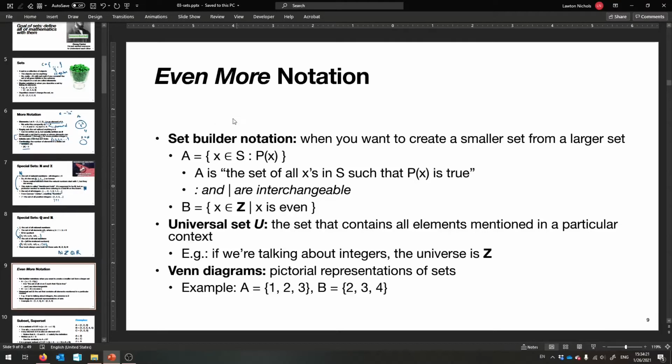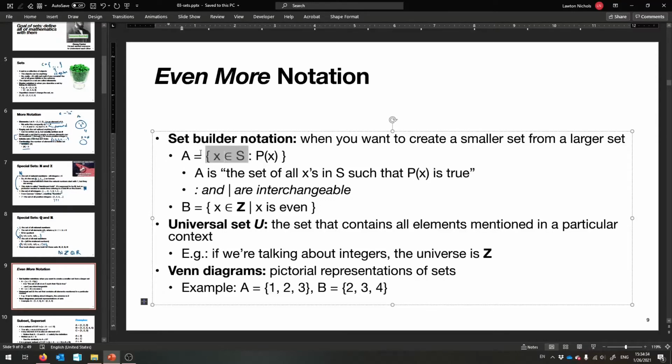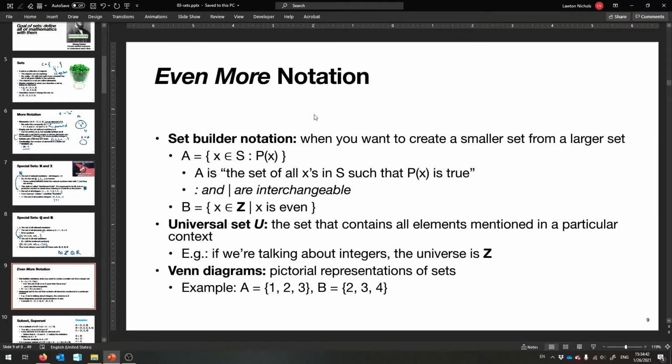Okay, so this is where I just keep on piling on this notation, and I'm sorry, it's just going to have to happen for this lecture. It's really nice sometimes to describe a set in terms of another one. Start with all the elements in S, and then pick out the ones such that this predicate P is true for them. This is called set builder notation.